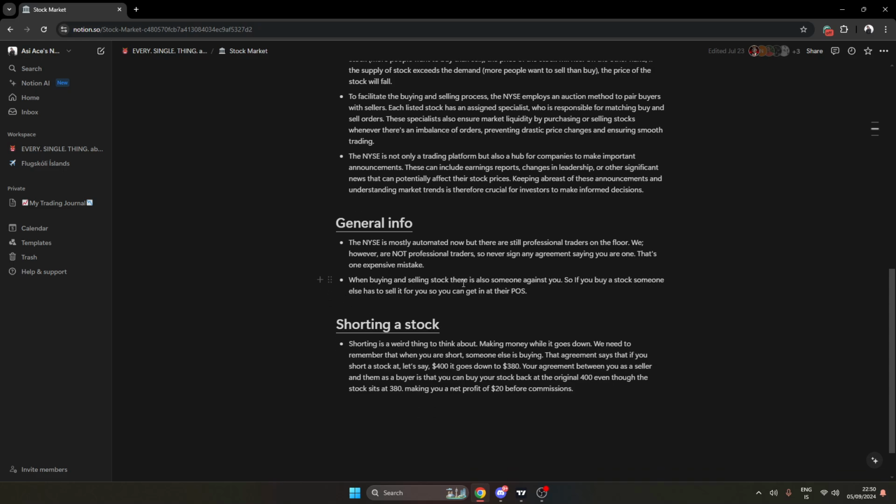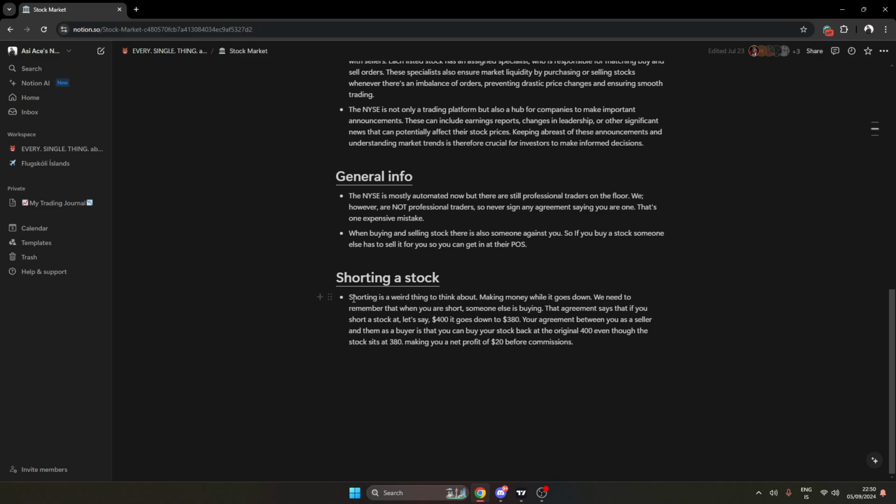When buying and selling stocks, there's also someone against you. So if you buy a stock, someone else has to sell it to you so you can get into their position. Now, shorting a stock. Shorting is a weird thing to think about: making money while it goes down. We need to remember that when you are short, someone else is buying.